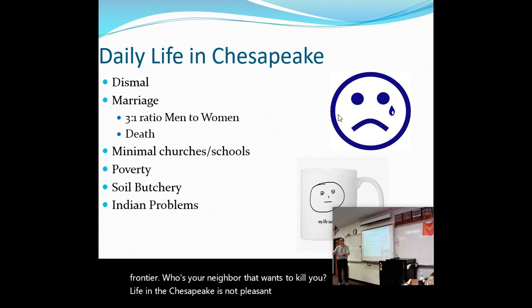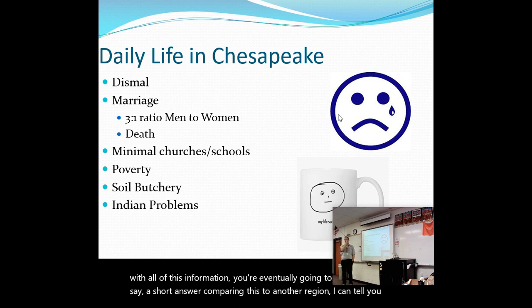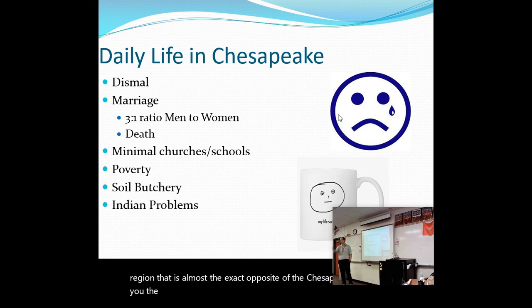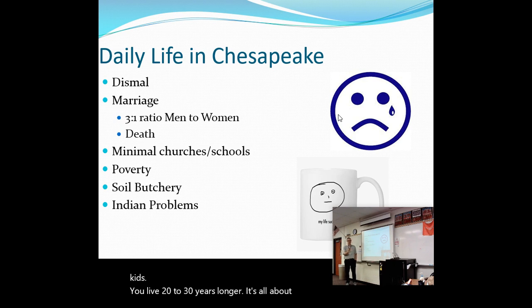And what you guys are doing with all of this information, you're eventually going to have to write, say, a short answer comparing this to another region. I can tell you the region that is almost the exact opposite of the Chesapeake. I can tell you the region that comes over as a family unit where women have 10 kids. You live 20 to 30 years longer. It's all about churches and schools. You're economically well off. There's great soil. You know the region that I'm talking about that's different?